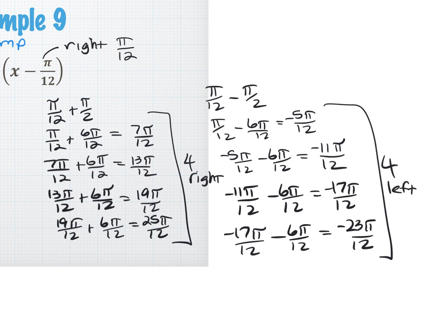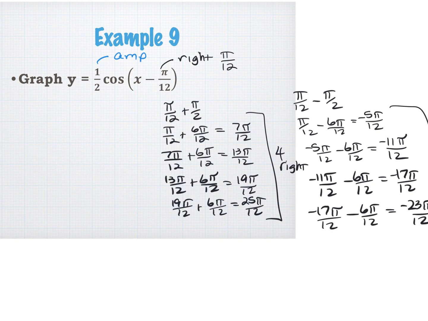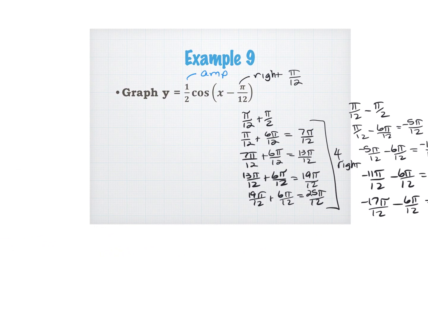Let's go ahead and set up our x and y axis with our amplitude along the y-axis. Go ahead and make my x-axis and get my y-axis here. So again, it had the amplitude of a half. So 1/2 here, -1/2 here. And then now I can get my key points.